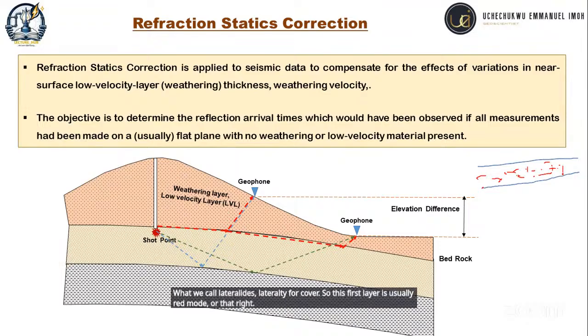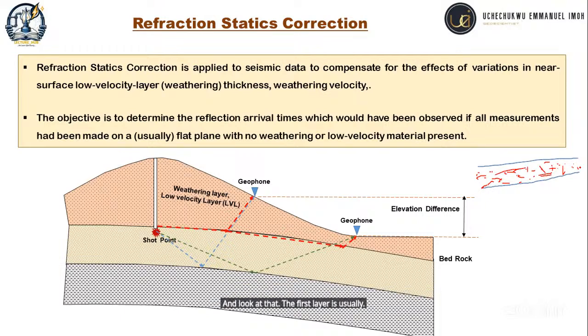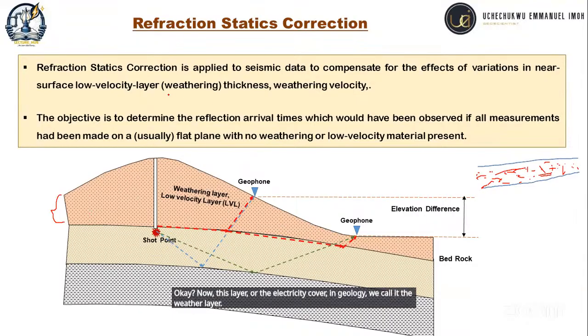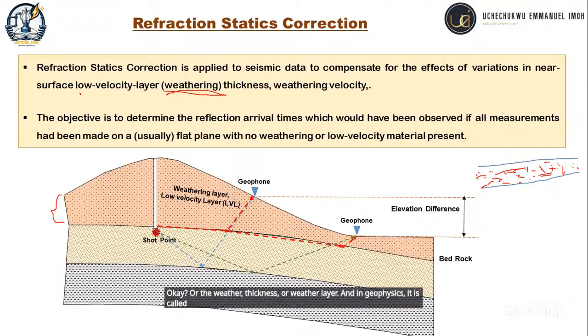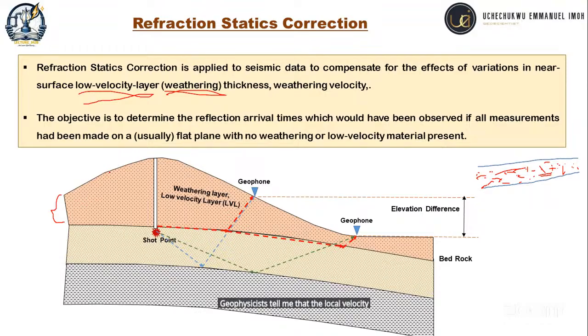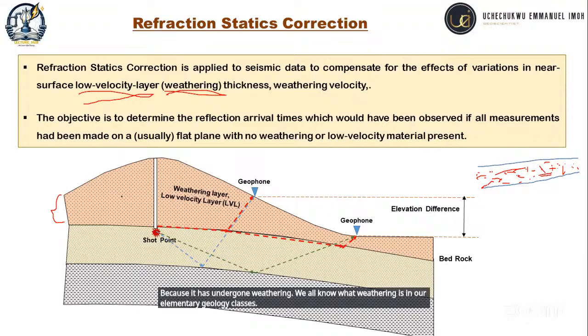Most of you have been to outcrops for your field work. If you have been to an outcrop, go back to your picture you took in the field and look at that outcrop. The first layer is usually made up of lateritic cover like this, which is the red layer that I'm showing here. Now, this layer or the lateritic cover, in geology, we call it the weather layer, or the weather thickness. And in geophysics, it is called the low velocity layer, okay? The geophysicists term it as the low velocity layer. Why? The velocity of this rock is usually low because it has undergone weathering. We all know what weathering is in our basic geology classes.